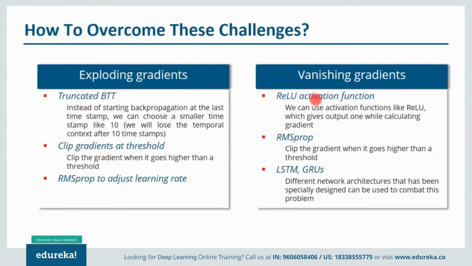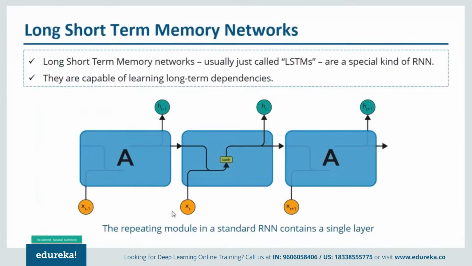Now for vanishing gradient, we can use a ReLU activation function. We have discussed ReLU activation function in the artificial neural network tutorial, guys. Similarly, we can also use LSTMs and GRUs. In this tutorial, we'll be discussing LSTMs, that are long short-term memory units. Now let us understand what exactly are LSTMs. So guys, we saw the two limitations with recurrent neural networks. Now we'll understand how we can solve that with the help of LSTMs.